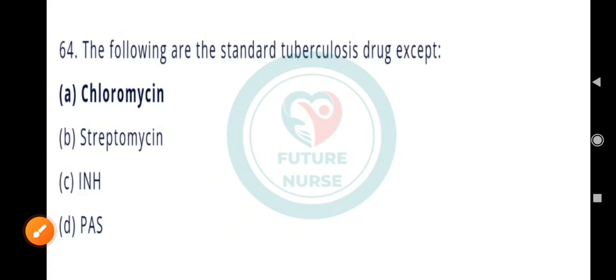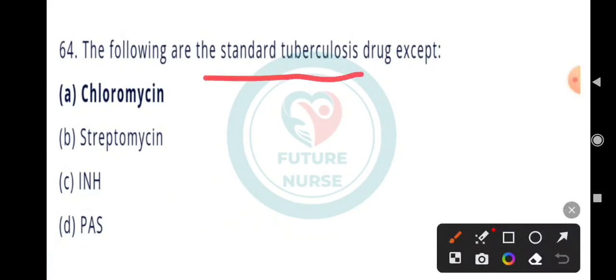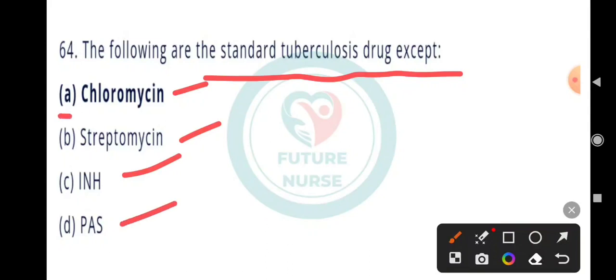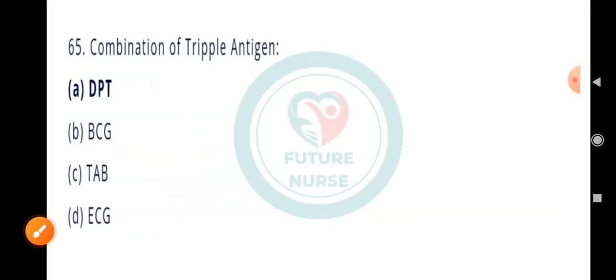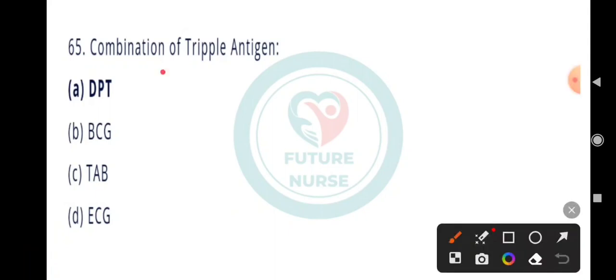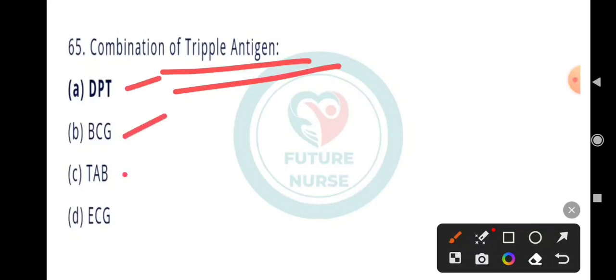So next, the following are the standard tuberculosis drugs except: chloromycin, streptomycin, INH, and PAS. The correct option is chloromycin, which is not included in the standard tuberculosis treatment. So next, combination of triple antigen. Options: DPT, BCG, TAB and ECG. The correct option is DPT. The combination of triple antigen is DPT.